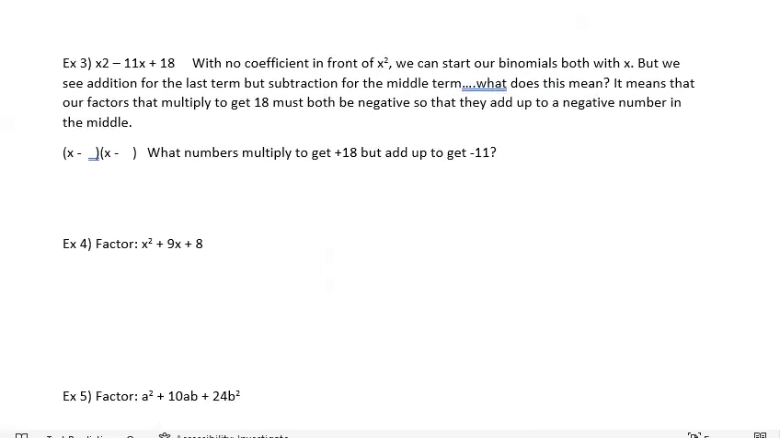Alright, example 3, x, this should be a squared. Let's see.